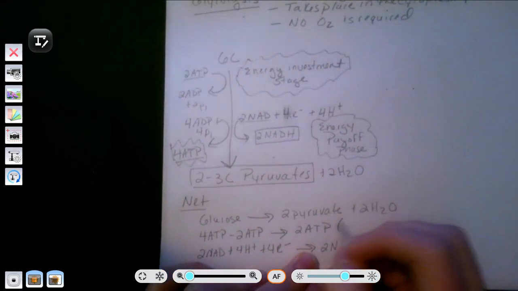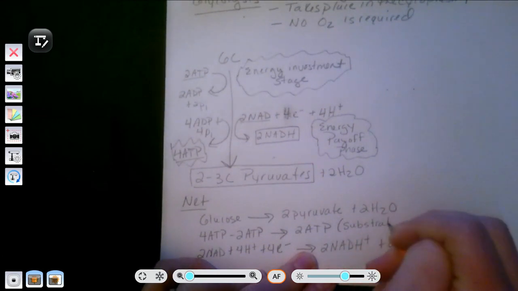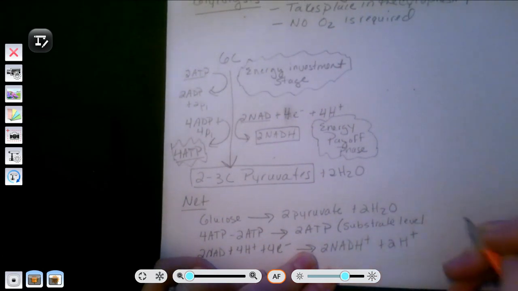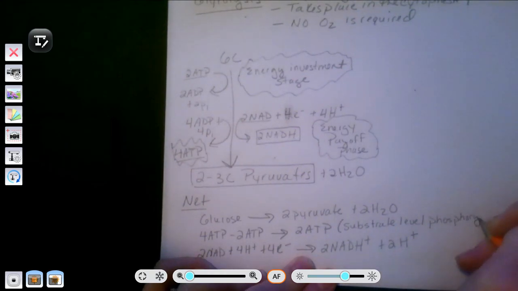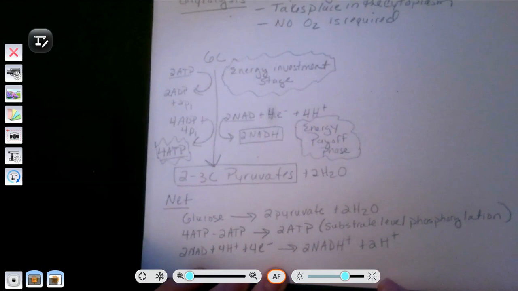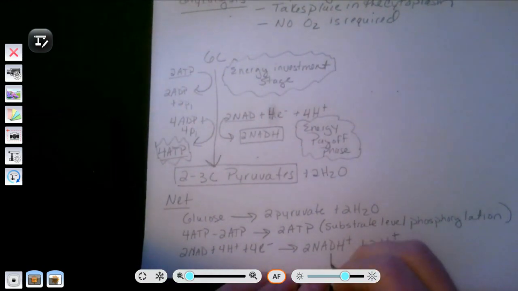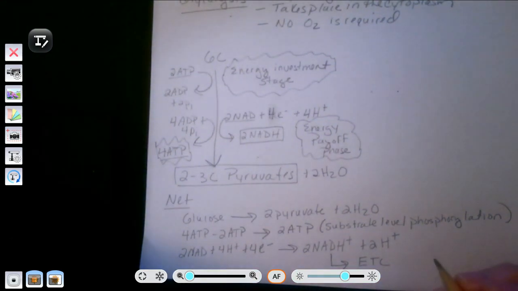We are going to write down that the ATP is formed by substrate level phosphorylation. This is going to go to the ETC. And that is it for glycolysis.